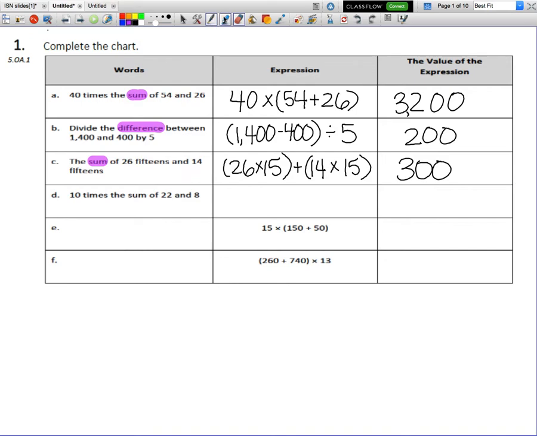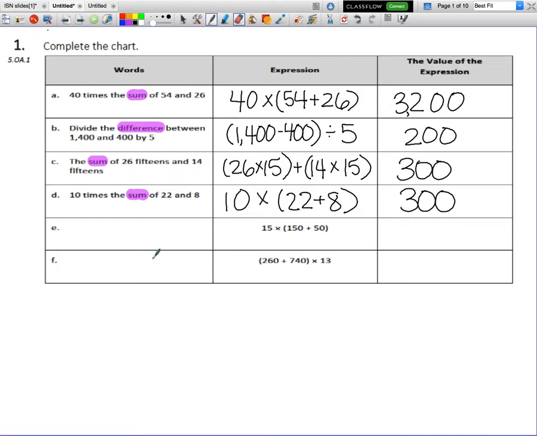All right, here we go. D, 10 times the sum of 22 and 8. Again, I'm looking for 22 and 8 in parentheses, plus because I see the word sum. So I'm looking for 10 times that sum. I know that 22 plus 8 is 30, and 30 times 10 is 300. So the value of this expression is also 300. Now it gives us two expressions.